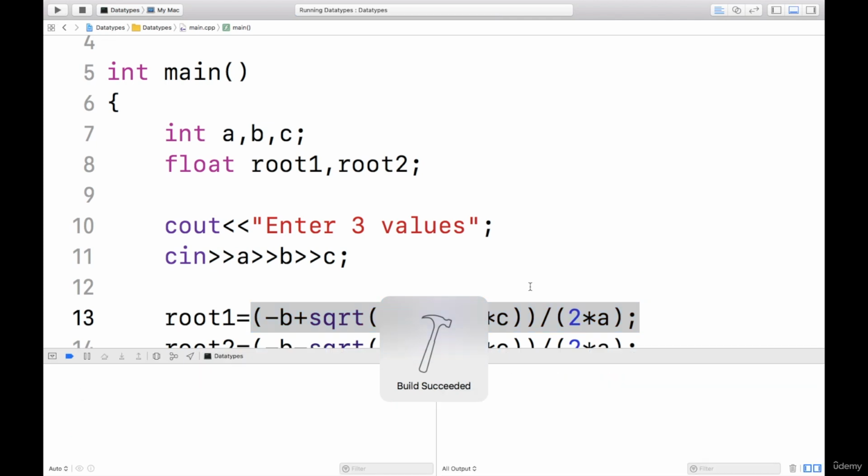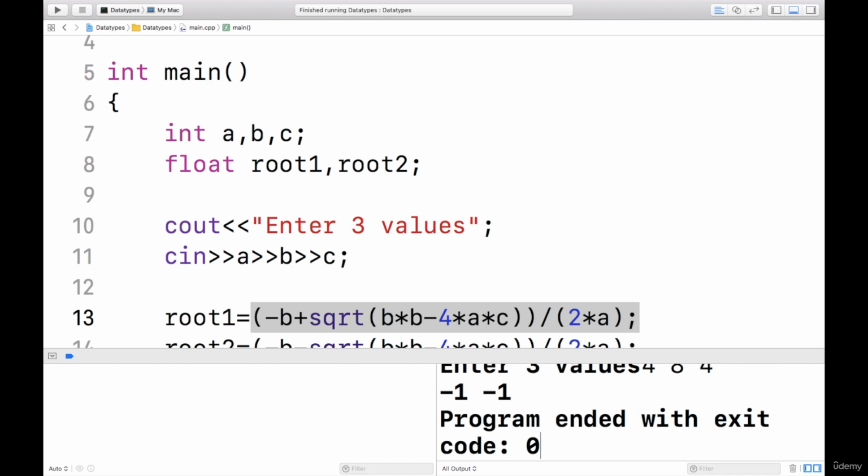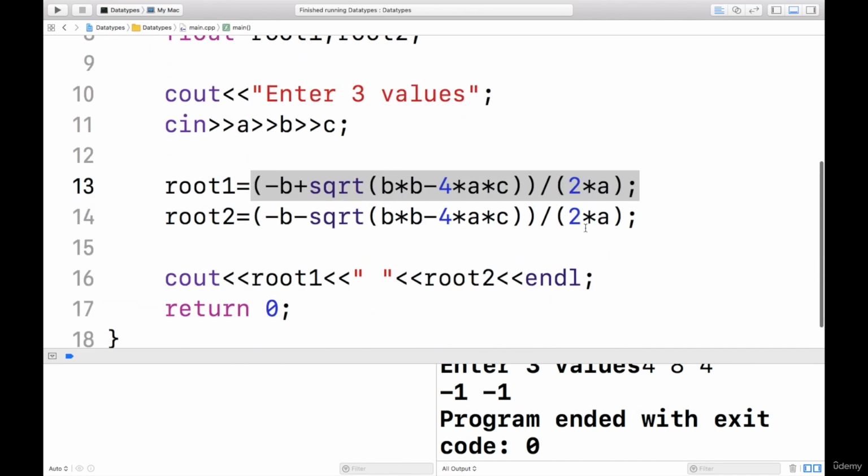Let us give the values where we get equal roots. A value is 4, B value is 8, and C value is 4 again. Now the result is -1, -1. So the roots are equal. So that's it. This is a simple program for finding the roots of a quadratic equation.